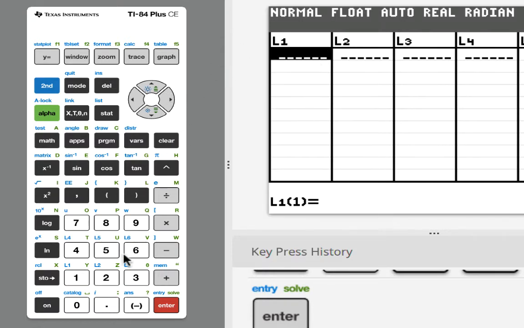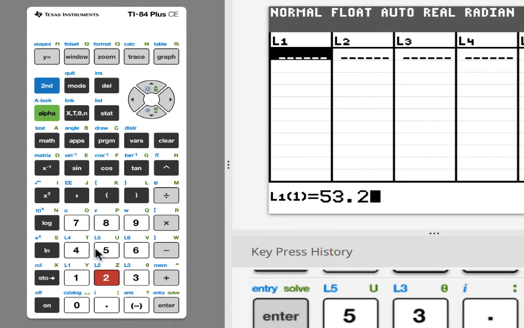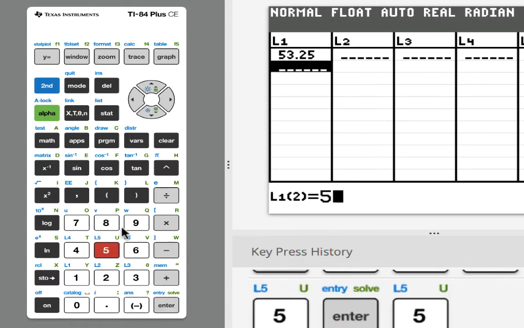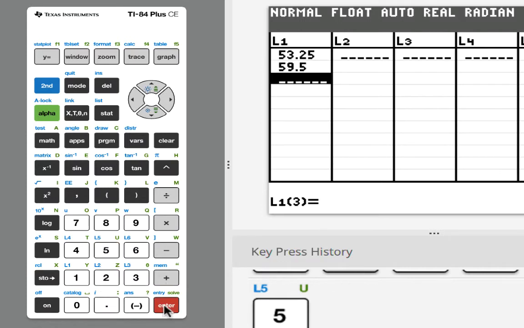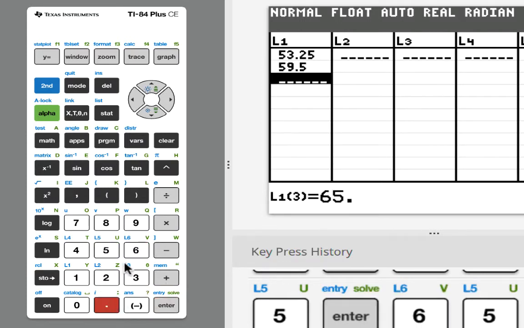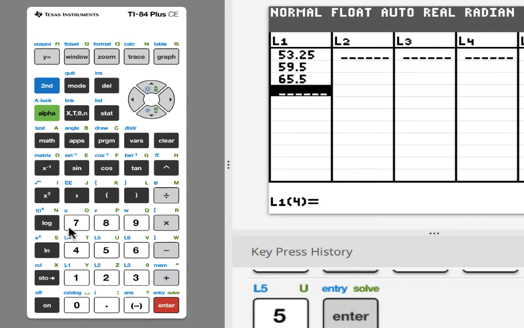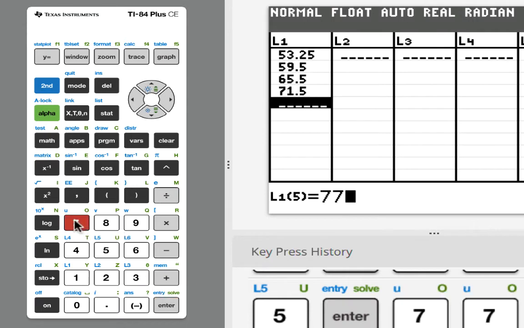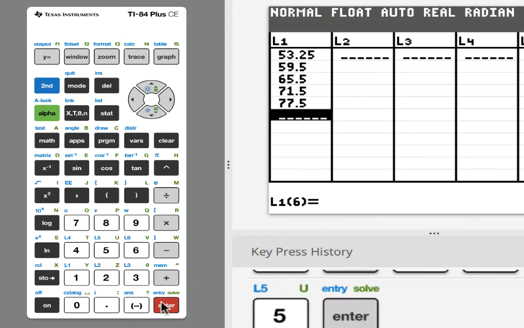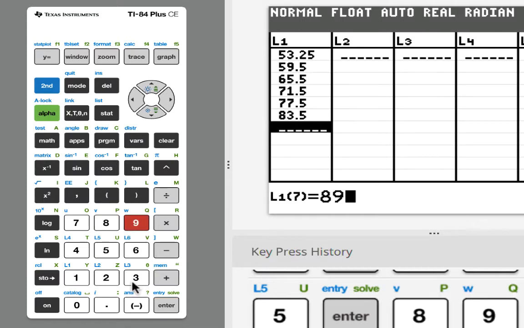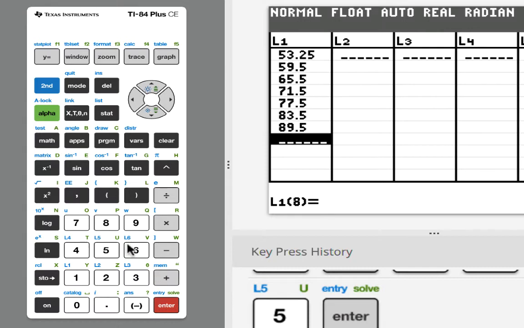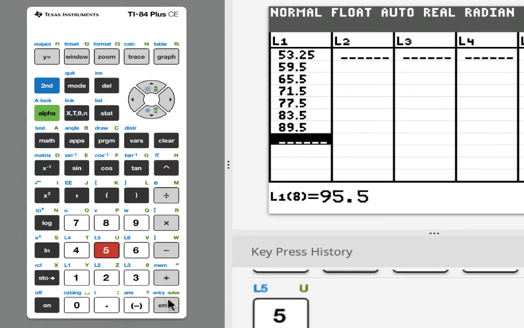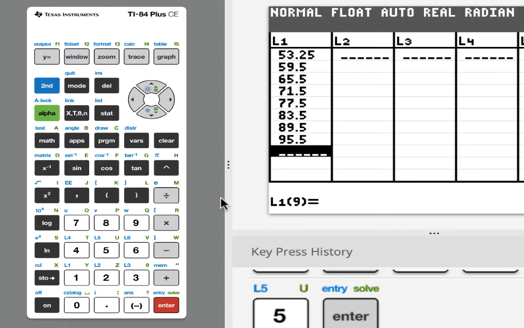53.25, then enter, 59.5, enter, 65.5, enter, 71.5, enter, 77.5, enter, 83.5, enter, 89.5, enter, 95.5, enter. Now in L2 are all the frequency values.